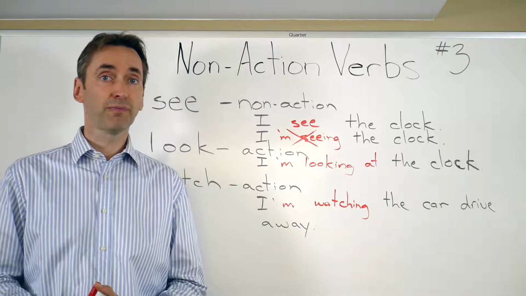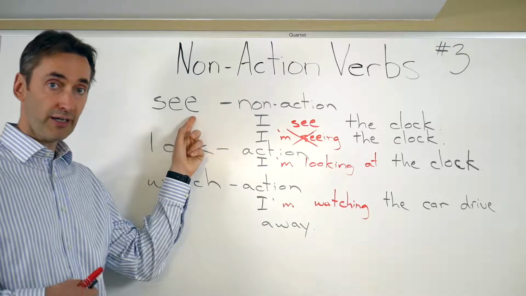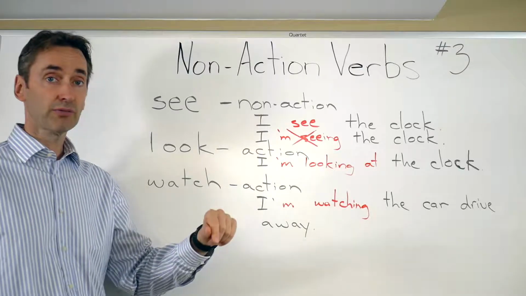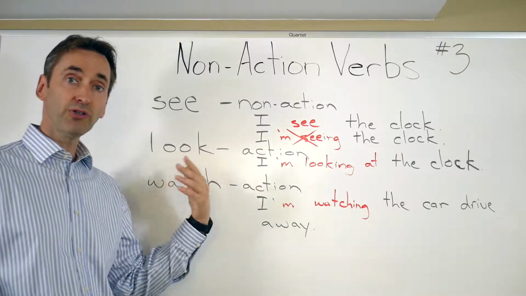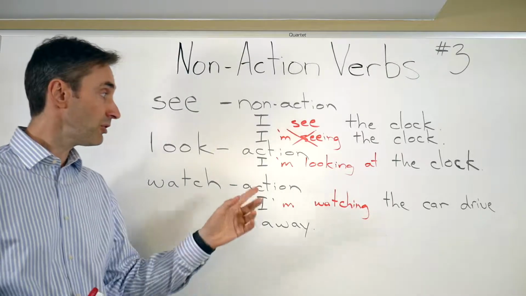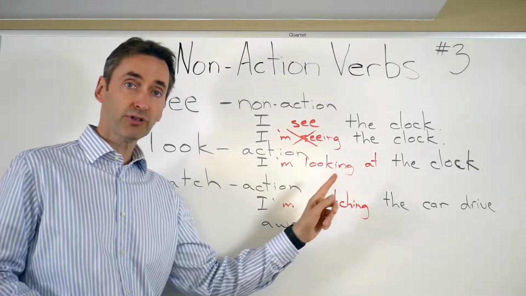I'm watching the car. So, no effort. I can just see it because my eyes are open. So, non-action. I see the clock. Look, I concentrate to see something for a short period of time. Perhaps I'm reading something. I'm checking the time. So, action verb. I'm looking at the clock. There is some action, some effort.